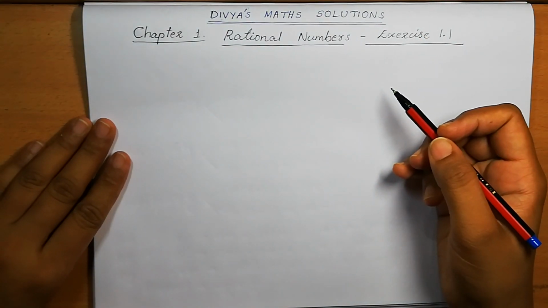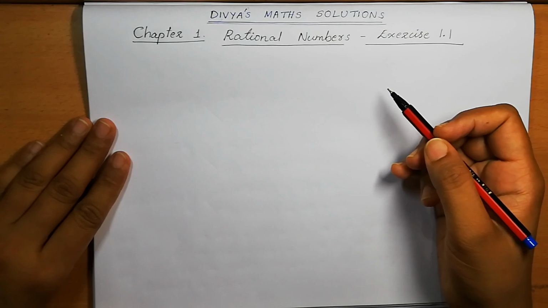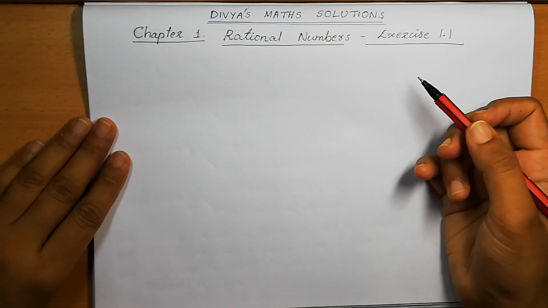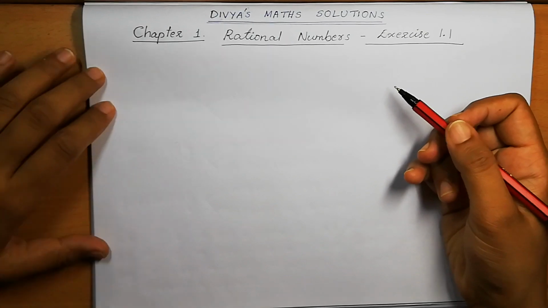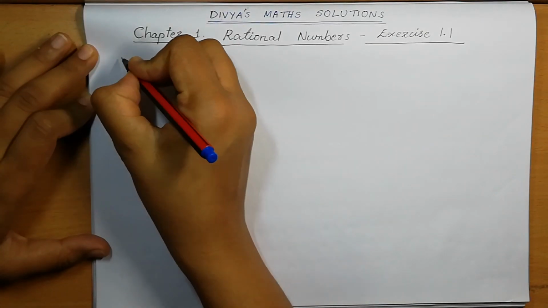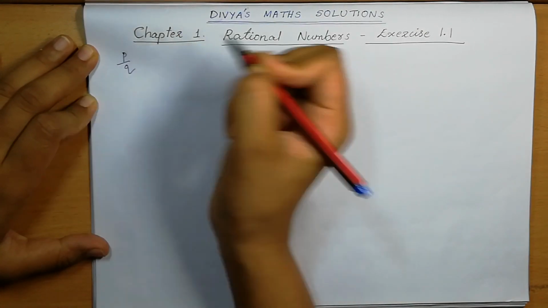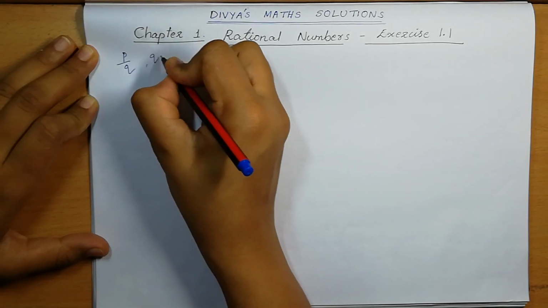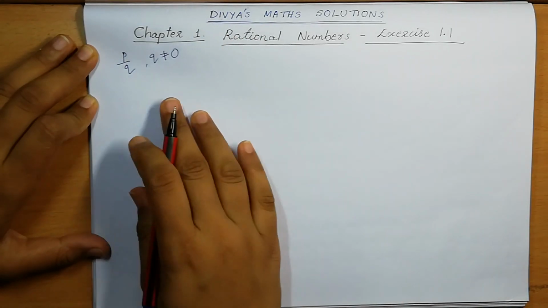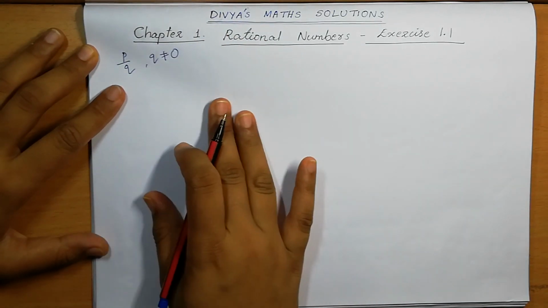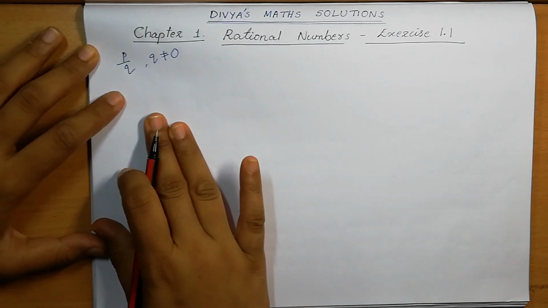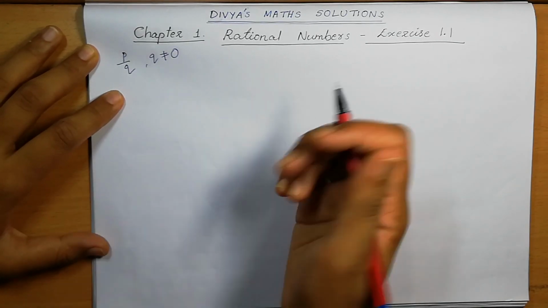Today we are going to discuss Chapter 1 Rational Numbers Exercise 1.1. So what is a rational number? A number which can be expressed in the form of p by q, where q is not equal to 0, is called a rational number. Correct. A number which can be expressed in the form of p by q, where q is not equal to 0.